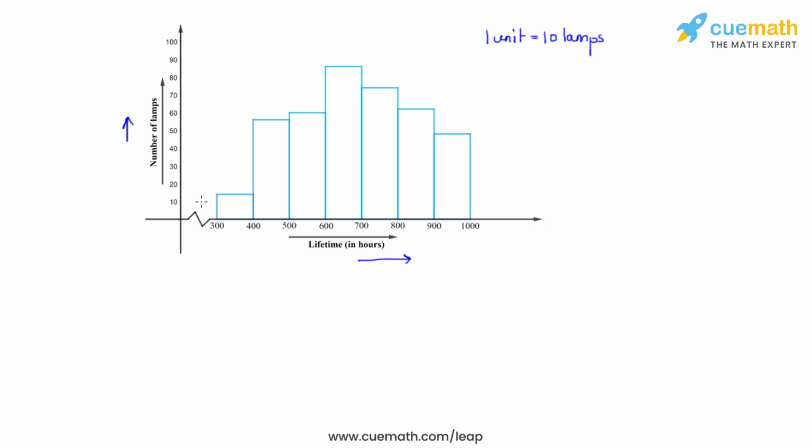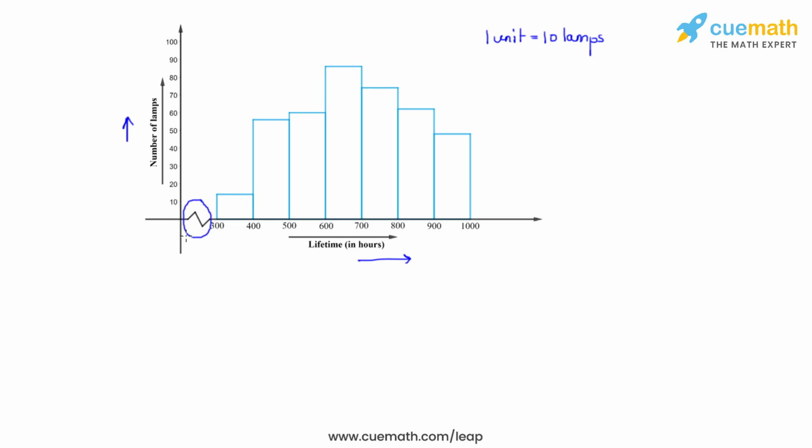Now we can see that there is a kink or a break on the x-axis. That is because the class intervals on this x-axis do not start from 0, but start from 300. So the kink or the break on the x-axis represents the missing class intervals or a discontinuity.